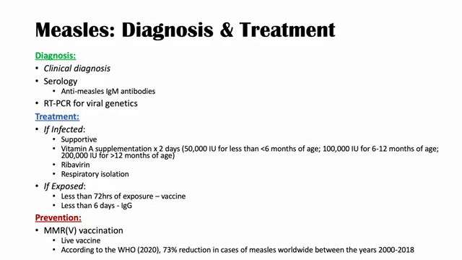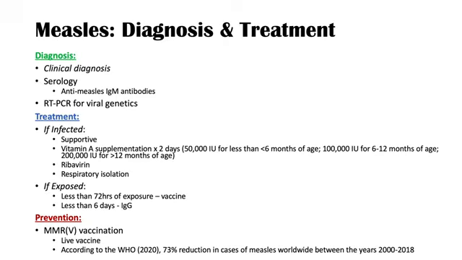So because of all of those complications we talked about and those delayed complications like subacute sclerosing panencephalitis, it's very important to have vaccinations to prevent measles from occurring in the first place. So to review, we diagnose measles clinically by history and physical examination. We can do serology testing looking for specific antibodies against measles, or we could do PCR to check for viral genetics. For treatment, it depends on if the patient has been infected or exposed.